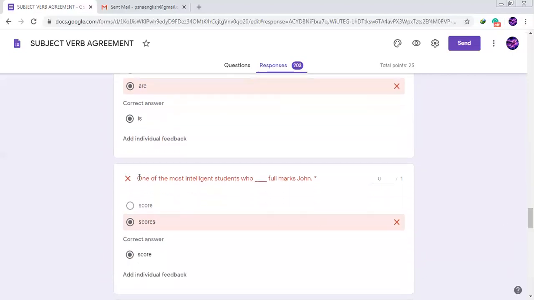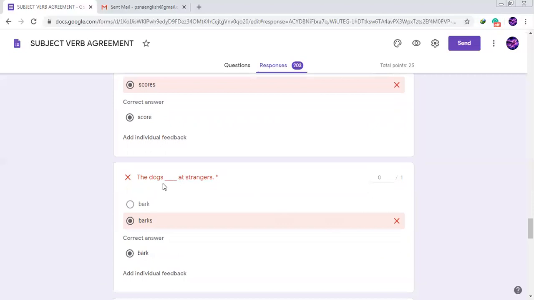Then, one of the most intelligent students. I told you, when the subject starts with "one of the", it is always singular. So "one of the" is singular. So, score or scores? Scores is singular, score is plural. So "scores" is the right answer.